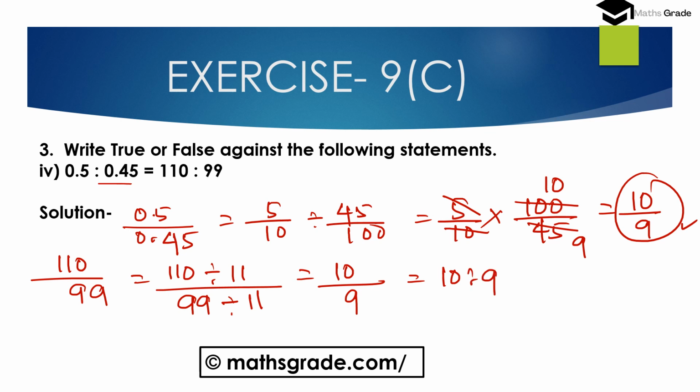Both these ratios are equal, 10 is to 9. So 0.5 is to 0.45 is equal to 110 is to 99 is true. Both these ratios are equal, 10 is to 9, so this is true. So this statement 0.5 is to 0.45 is equal to 110 is to 99 is true.